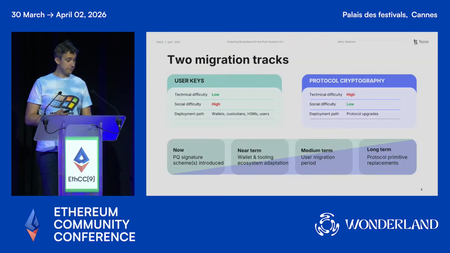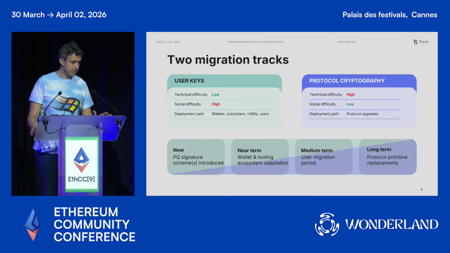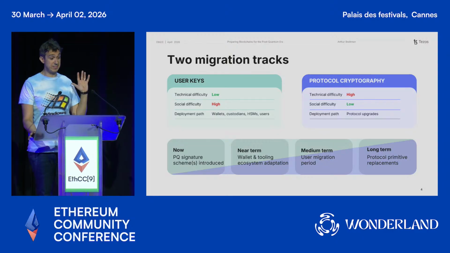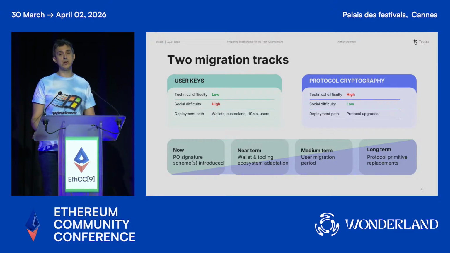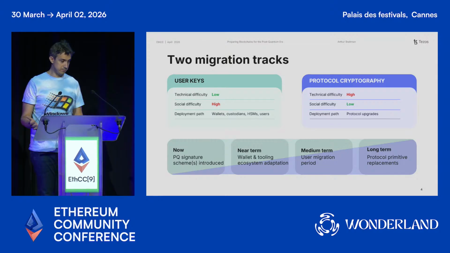And so what is to be done? Well, really, they fall into two categories. One is user keys, and the other one is protocol cryptography. For user keys, the technical difficulty is very low, but the social difficulty is very high. For protocol cryptography, the technical difficulty is high, but the social difficulty is very low. So what do I mean by either? Well, technical difficulty is you're going to need to write code. You're going to need to assess different algorithms, pick one, implement it, deploy it. That's the technical difficulty. The social difficulty is actually getting adoption.